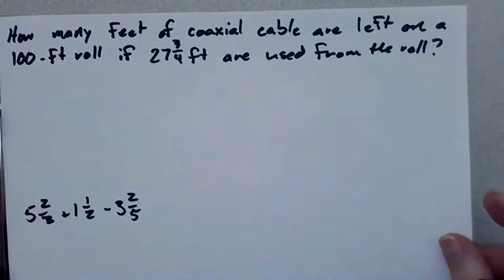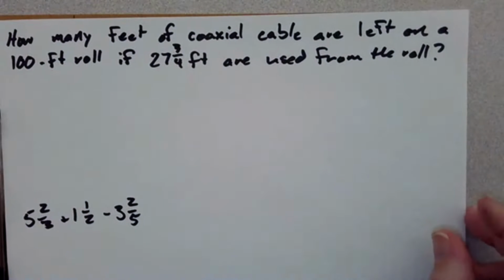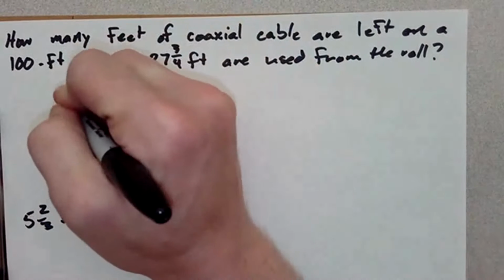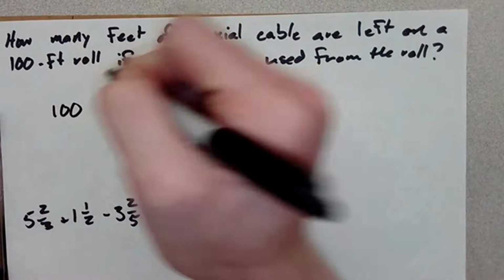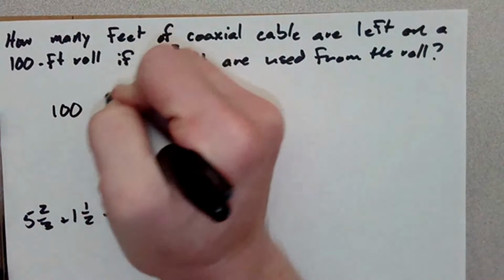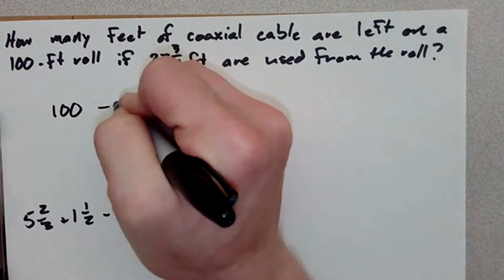How many feet of coaxial cable are left on a 100-foot roll if 27 3/4 feet are used from the roll? I start by taking my 100, and I'm going to minus 27 3/4.